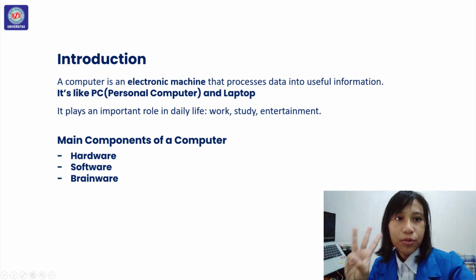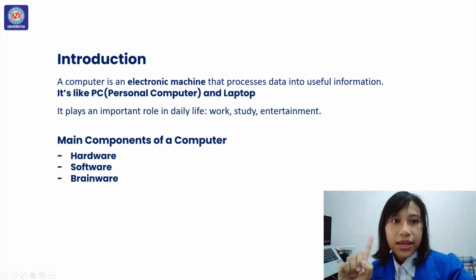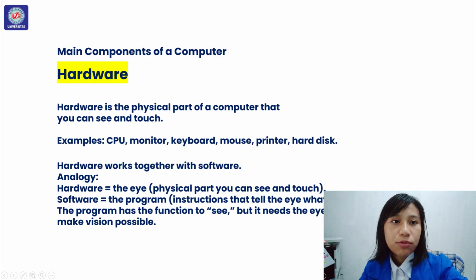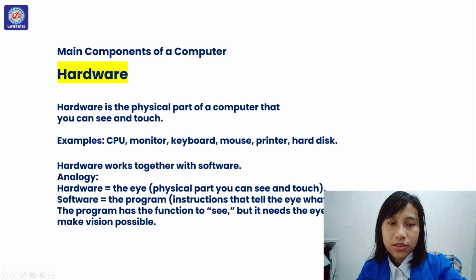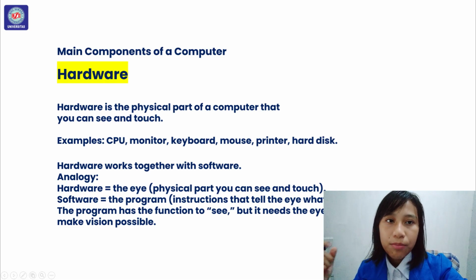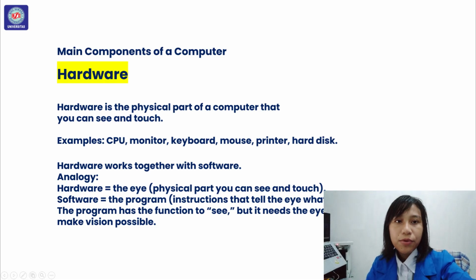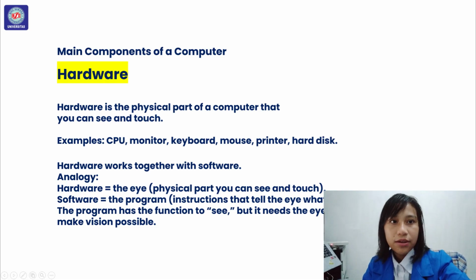We have three components in the computer. First is hardware, second is software, and the last one is brainware. First is the hardware. Hardware is the physical part of a computer that you can see and touch. Examples are the CPU, or processor, hard disk, mouse, keyboard, and more. Hardware works together with software.